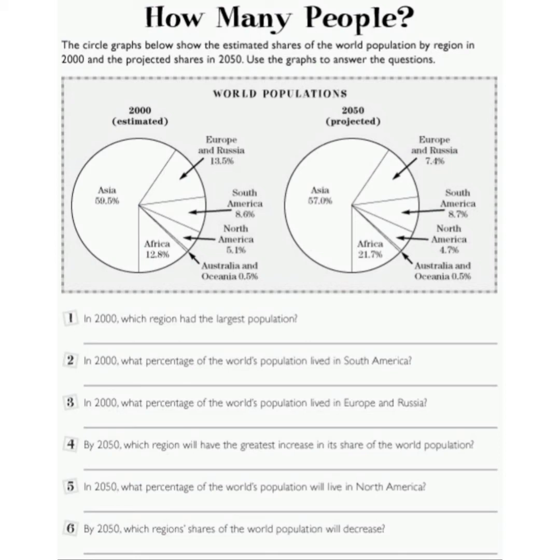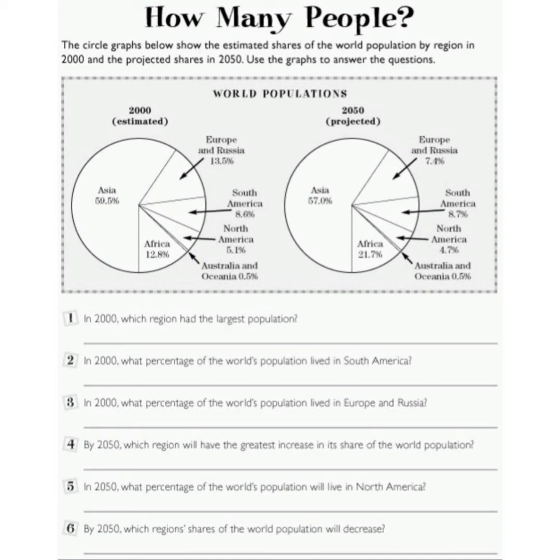Number one says, in 2000, which region had the largest population? If you want to demonstrate you're a fluent reader, these questions are really good because you've got to really pay attention to what it's asking. It says in 2000, so we're going to be looking at the pie graph on the left side because that's 2000. And then it's asking us which region had the largest population.